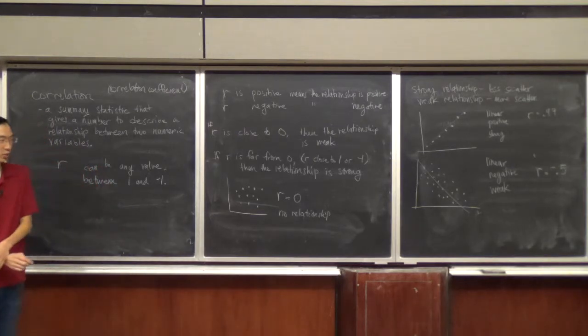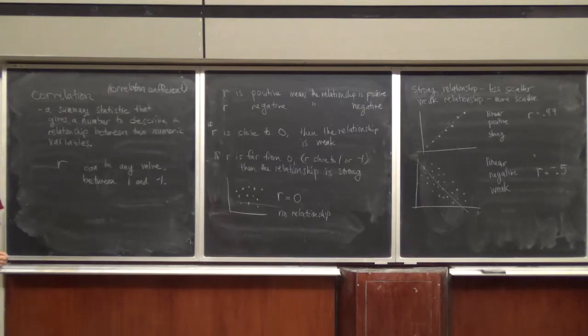There's no relationship. Then would it still be considered strong? No, because if R is close to 0, then the relationship is weak. Obviously, if R is 0, then the relationship is so weak that there is no relationship.